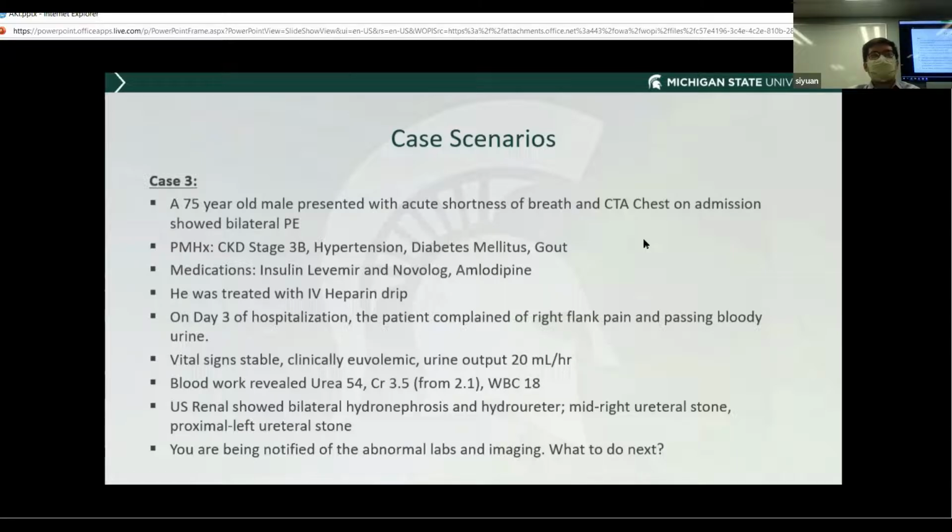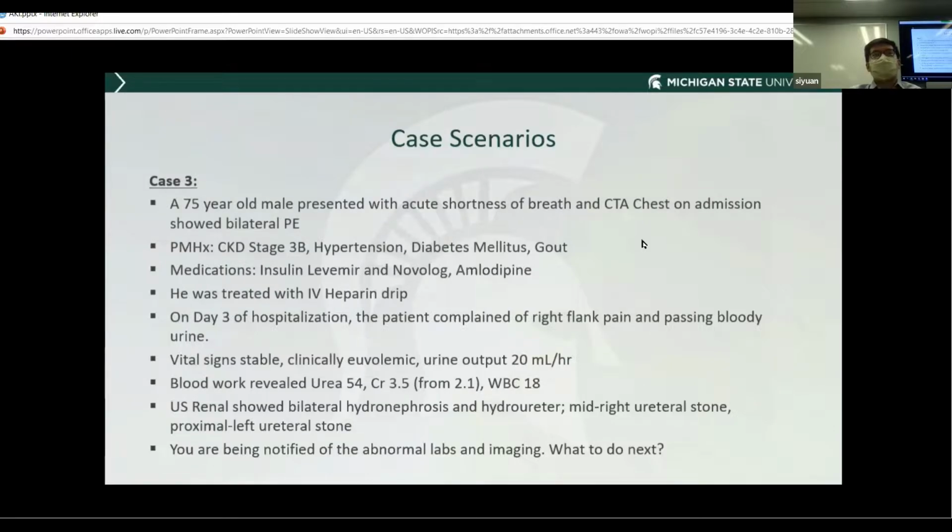So what's the main issue here? What's the problem here? What's your assessment? What do you think is going on? What's the main problem now? Yeah, so he's oliguric, right? And it's AKI.